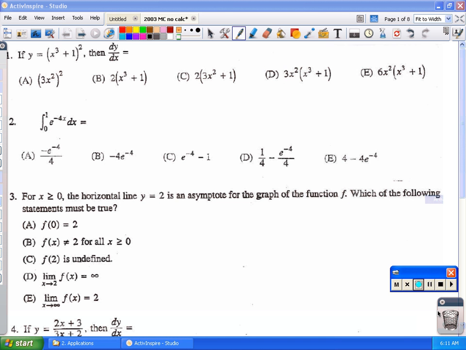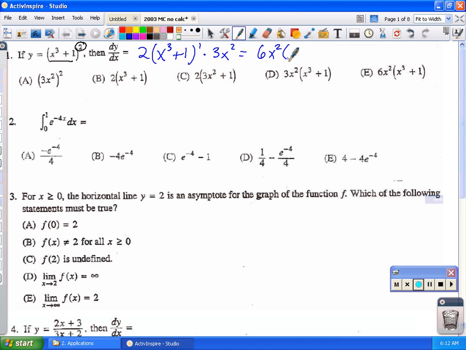Number one, we're finding the derivative, and we have an inside function. The inside function is x cubed plus 1, and the outside function is squaring. So when we have an inside and outside, we use the chain rule. We start with the power, bring down the power, 2 times, leave the inside alone, decrease the power, so that would be to the first power, multiplied by the derivative of the inside, which is 3x squared, and when we clean that up, we'll get 6x squared times x cubed plus 1, which is letter E.